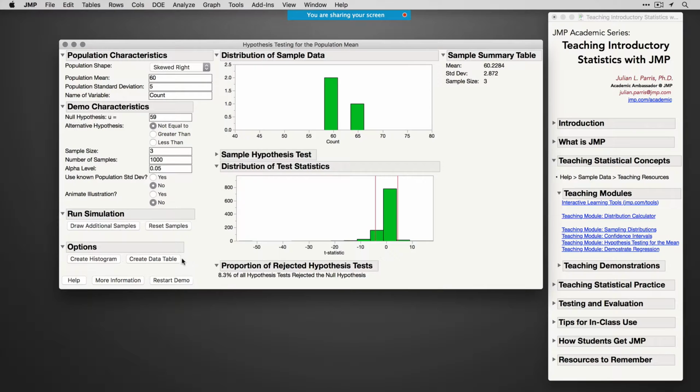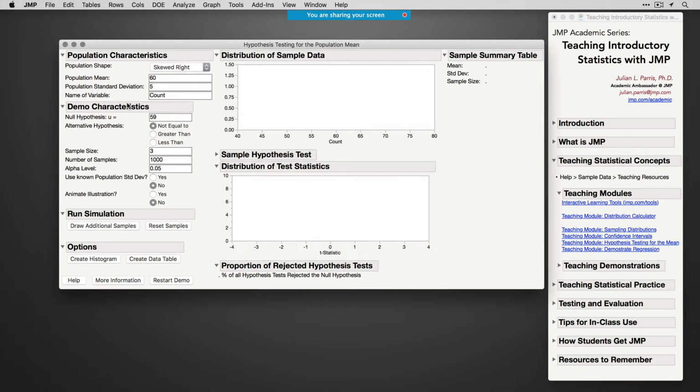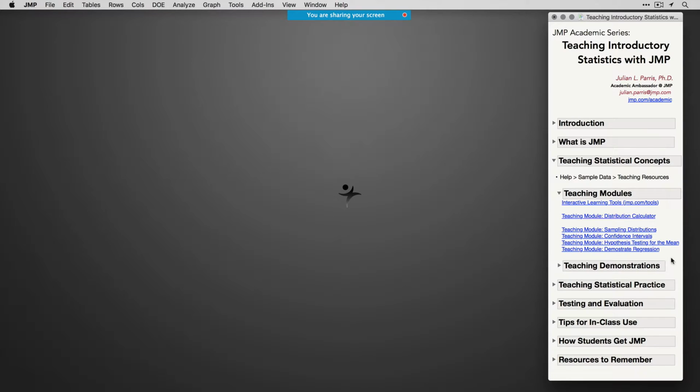And so having students really understand that concept works very well by working through this empirically. And again, this could be several class sessions working through just this demo. All right, so that's hypothesis testing for the population mean. Again, there's one for the population proportion. So depending on which you teach first or when you want to teach it, those are worth playing with.